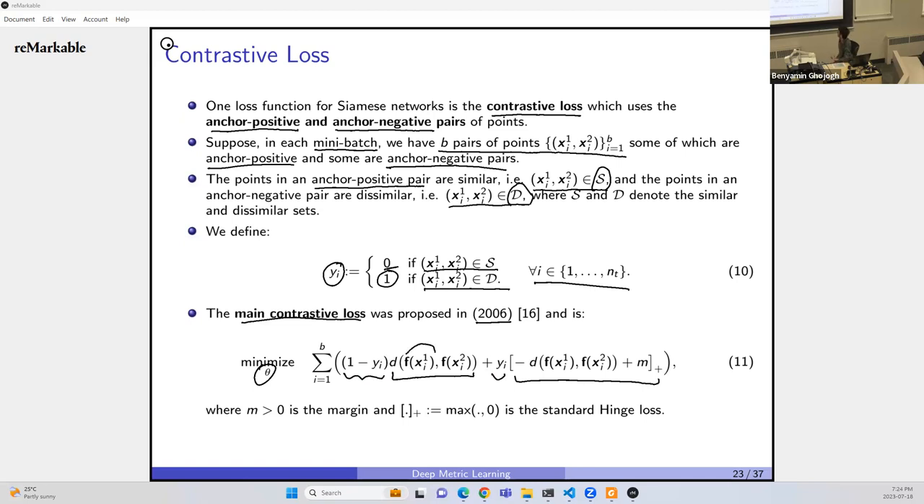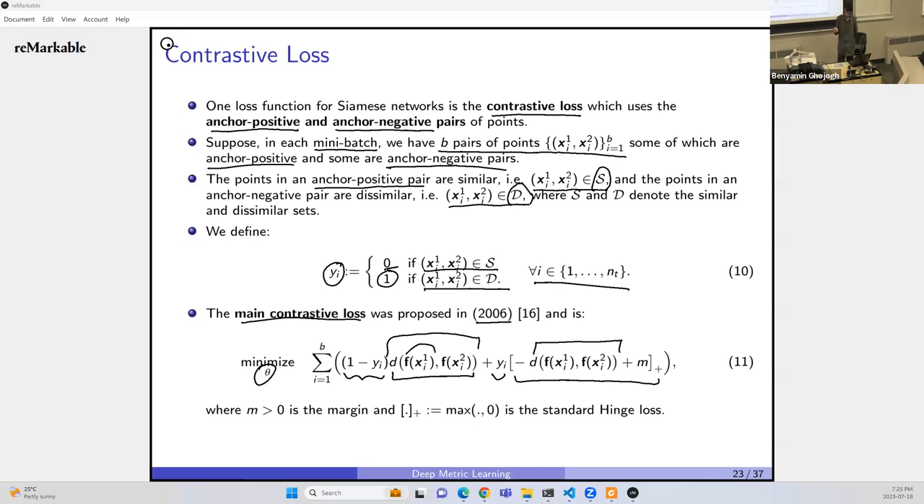What do I mean by f of xi1? It means that I have fed xi1 to the backbone network, and f of xi1 means the embedding of xi1, the output of the neural network, right? And also I have f of xi2. So I feed the anchor to the network, I get the embedding. Also, I feed either the positive or negative to the network and I get the embedding, right? And D of them means the distance of them. It can be any distance that you want to use in the embedding space. It's usually Euclidean distance or a squared Euclidean distance, right? Okay.